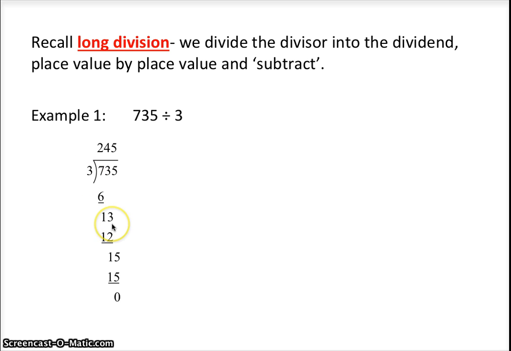3 times what will give us 13? We're going to try 4. 4 times 3 is 12. We subtract, we get a remainder of 1. Carry down our ones place value, the 5. We're saying 3 times what will give us 15? A 5. So 3 times 5 is 15 with a remainder of 0. So that tells us that with a divisor of 3 and a dividend of 735, our quotient or answer is 245. So 3 times 245 will give us 735.